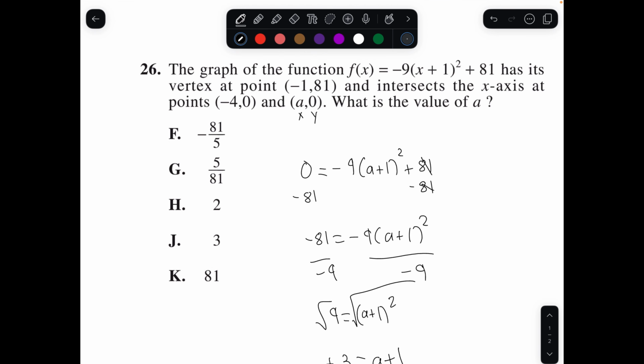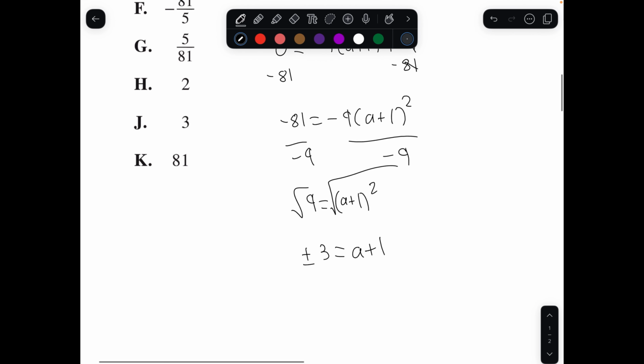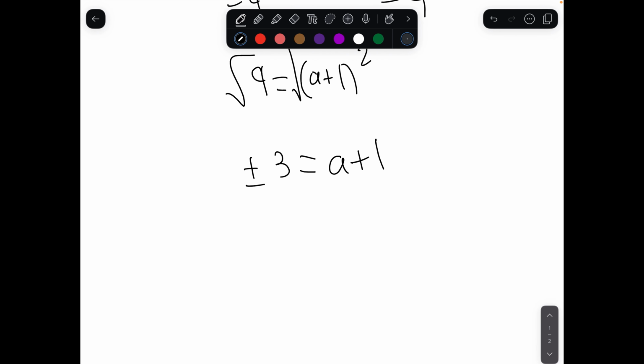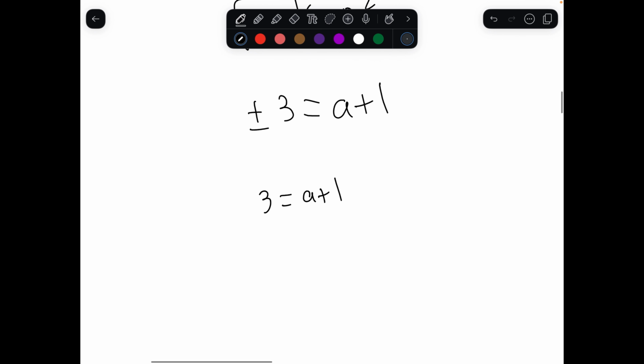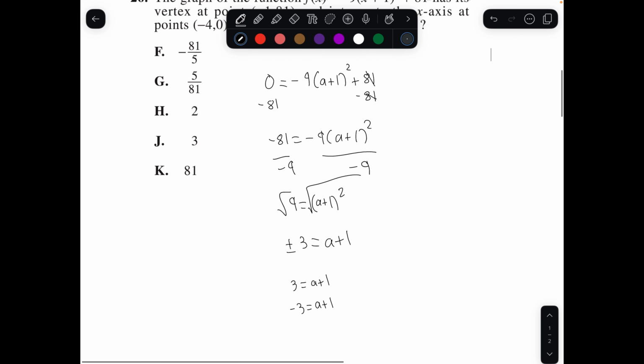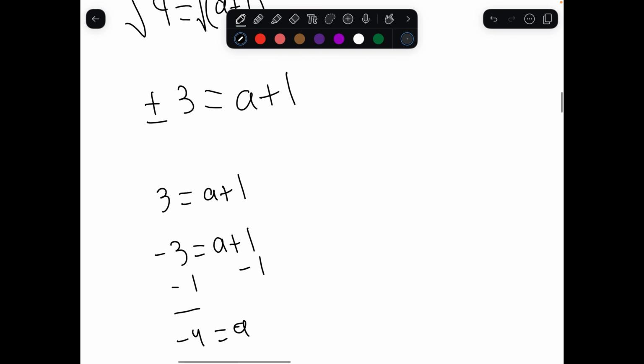And now it asks us for the value of a. So let's solve for a. So let's first use plus 3. 3 equals a plus 1. And negative 3 equals a plus 1, right? And now if we solve for a, we get two answers. We get negative 4 equals a, and we get 3 equals a plus 1. We get minus 1, minus 1. We get a equals 2.